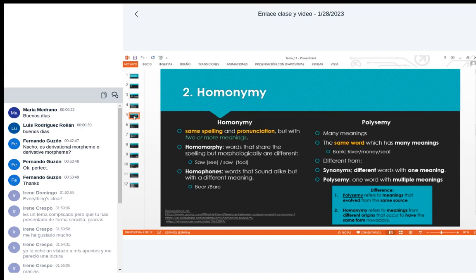Now, polysemy refers to meanings that have evolved from the same source, whereas homonymy refers to meanings from different origins that today are pronounced equally, or share the same way of writing, but they do not share the same history.